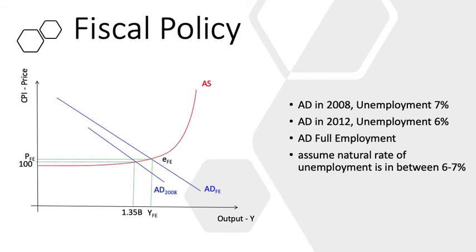If you want to graph the aggregate demand in 2012, you need to think about unemployment at 6%. And so if the natural rate is somewhere between 6 and 7%, an unemployment rate of 6% is actually much better. And so that should be above aggregate demand at full employment. How much above you want to put it is going to depend on how you interpret things. Again, it should be relatively close to the full employment level of aggregate demand.